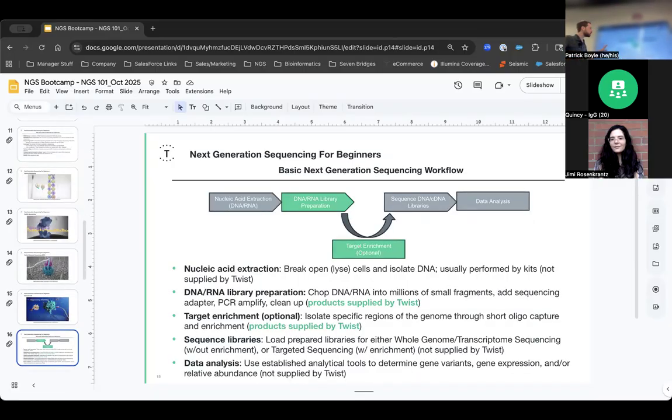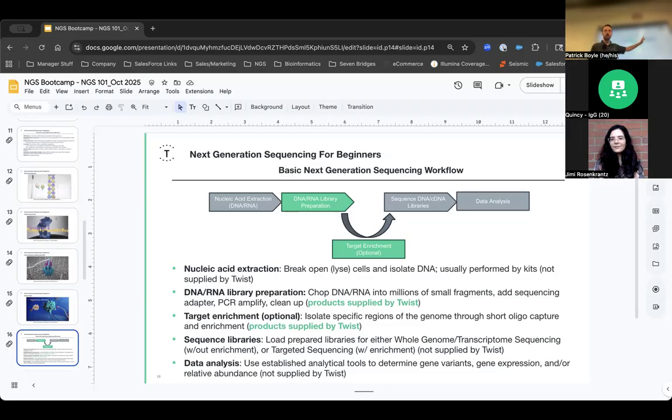Where does Twist fit in? I guess that's the $1 million question. Anywhere we're green right here is really where we fit in very well. So the customer does the nucleic acid extraction, which we all did today. Then you do a library preparation, either DNA or RNA, in various forms, right? We have a low input or cell-free DNA kit. We have a methylation detection kit, which is also DNA, but also we have RNA library preparation kits.